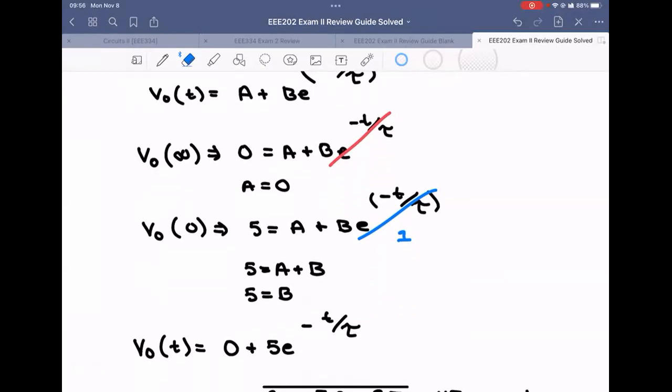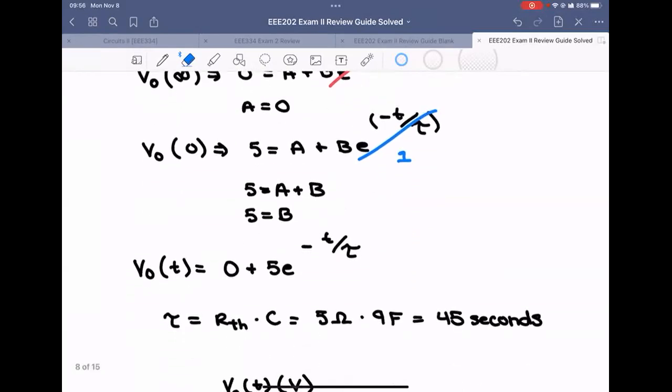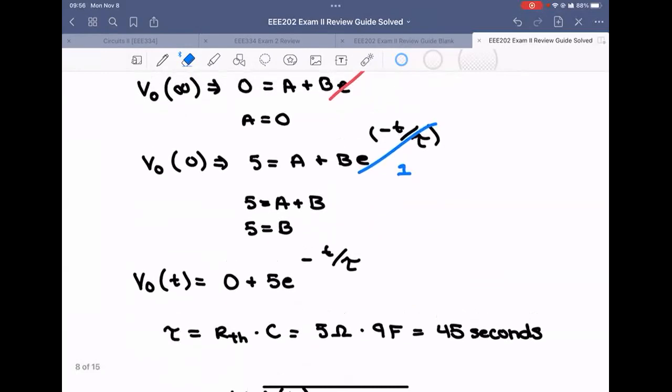And the last thing we need to find for this equation is what tau is. That was the whole purpose of finding our Thevenin. Since we know our Thevenin, we know tau is R Thevenin times the capacitance. If you had an inductance, that would just change to L over R, right? So we have our R Thevenin times our capacitance. Our capacitance at the top was 9 farads.